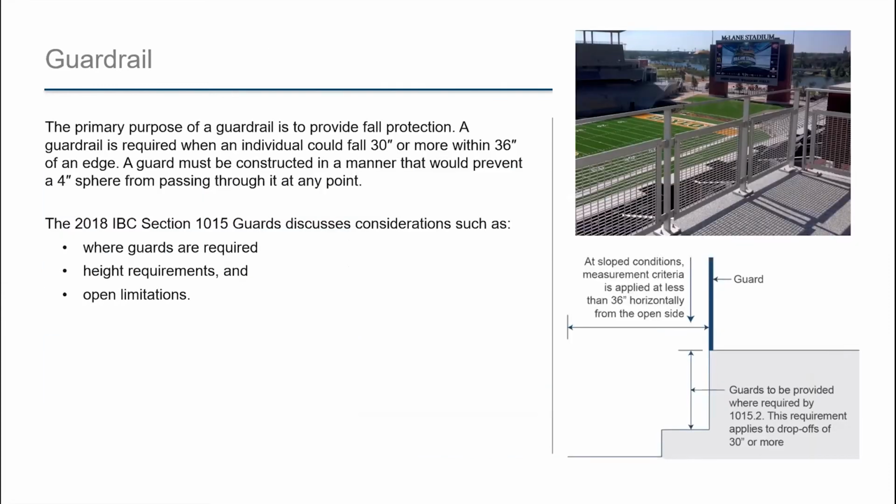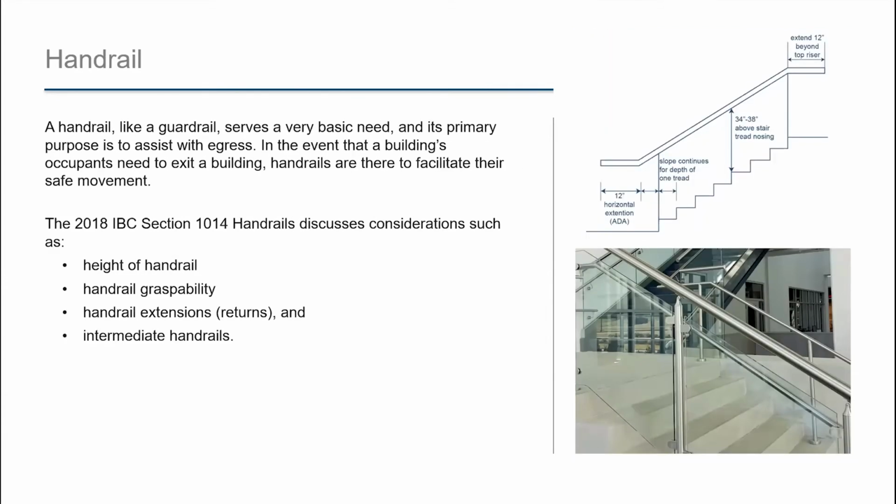Looking more closely at the term guardrail, the primary purpose of a guardrail is to provide fall protection. The graphic to the right outlines the conditions to where a guard is required. Moving on to the term handrail, a handrail, like a guardrail, serves a very basic need, and its primary purpose is to assist with egress in the event that a building's occupants need to exit a building. Handrails are there to facilitate their safe movement.